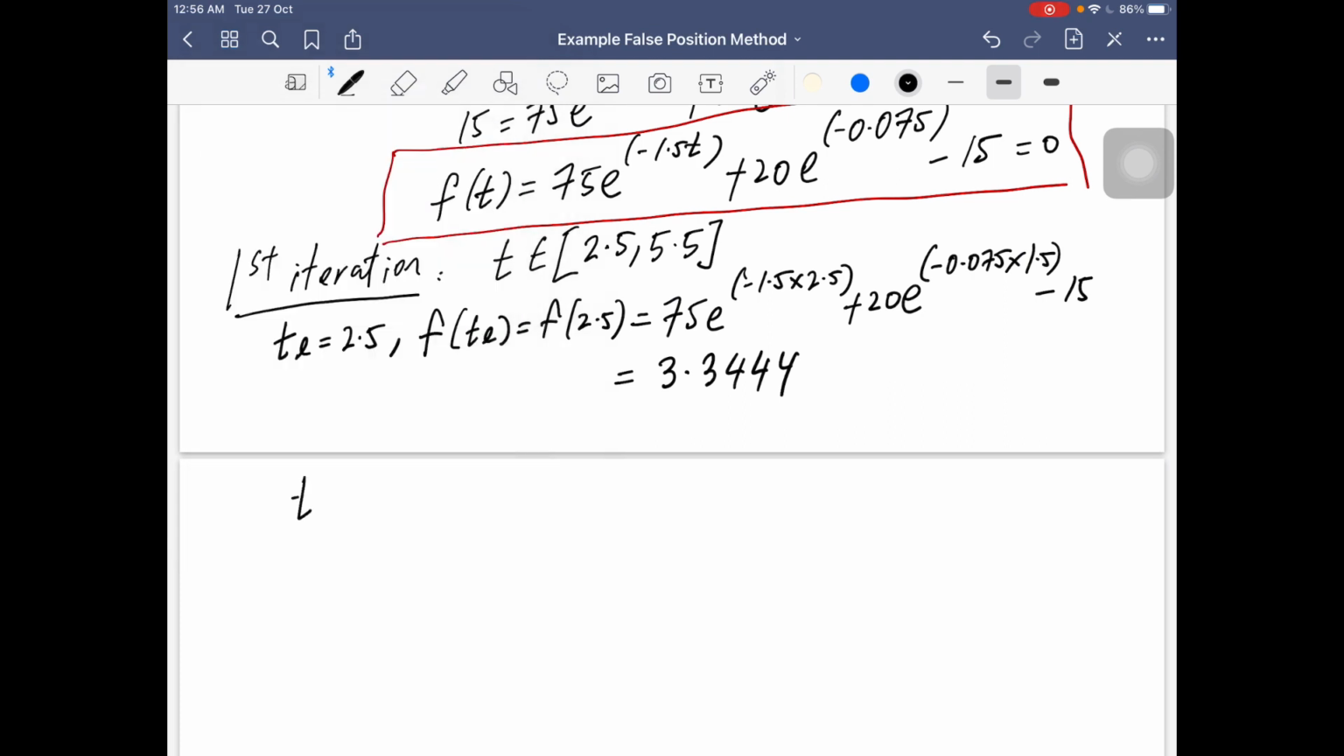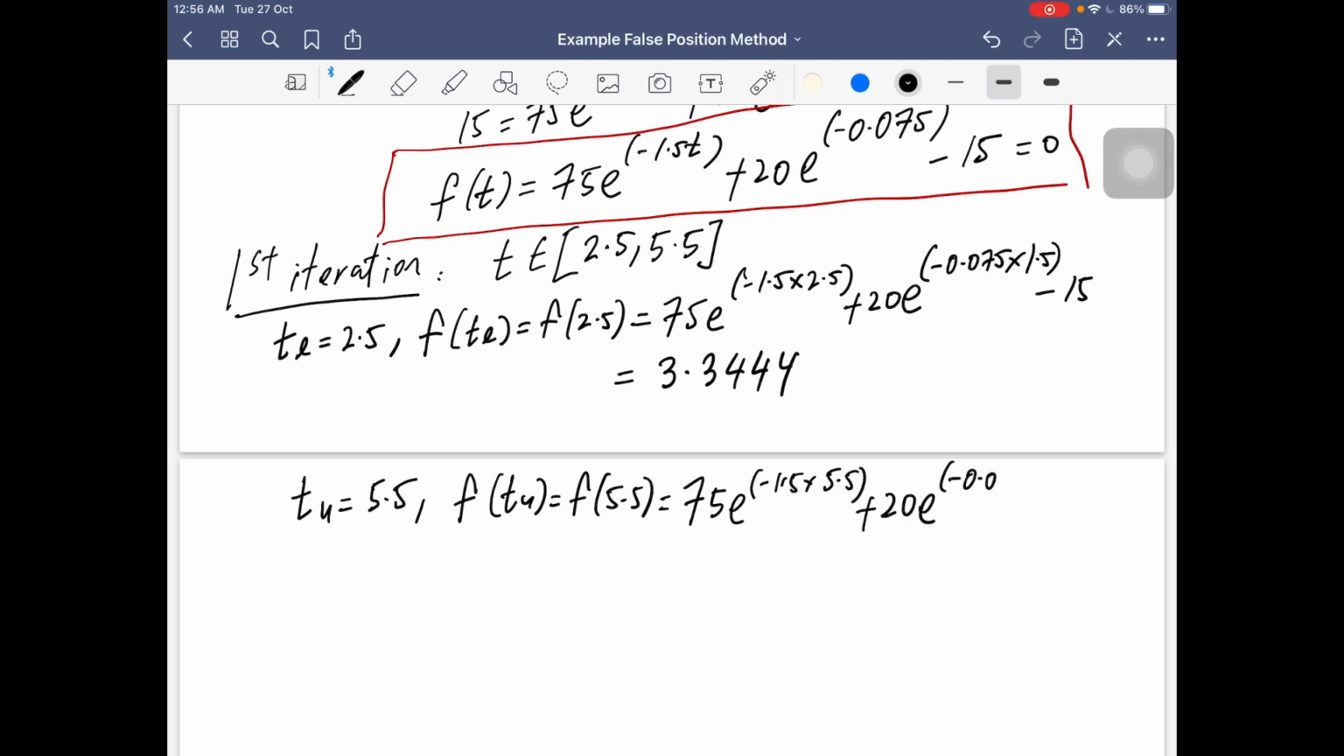Okay, then for TU, our time upper, is 5.5. So calculate for the function, substituting into the function F(t). By using your calculator, rounding off to 4 decimal places, you should get negative 1.7405.